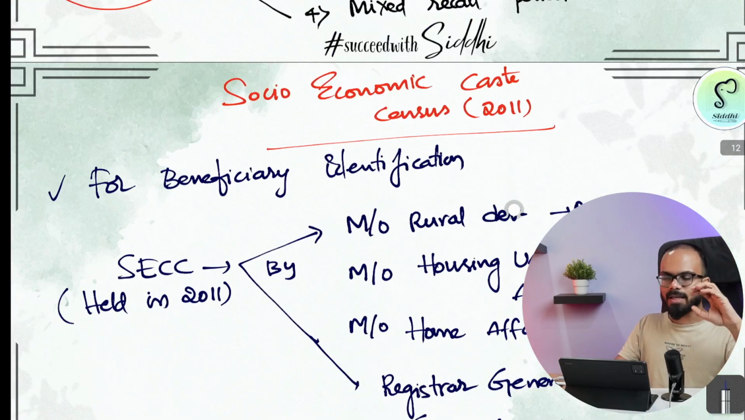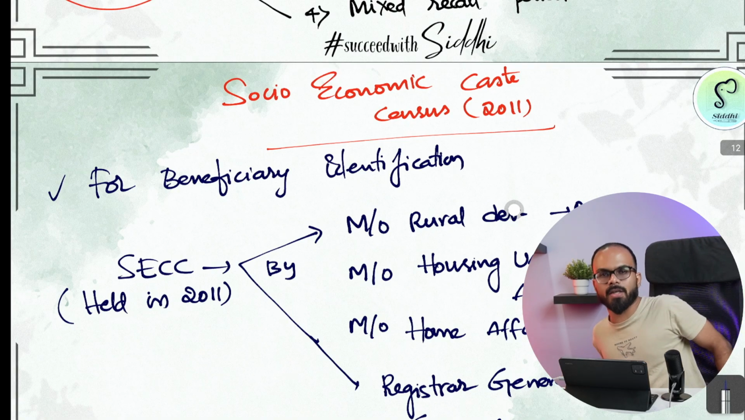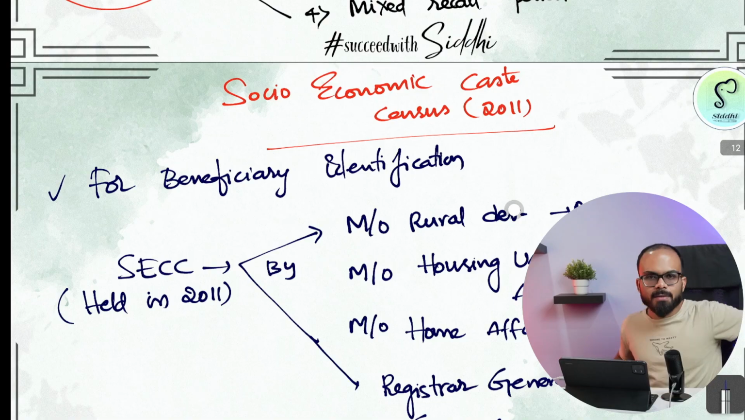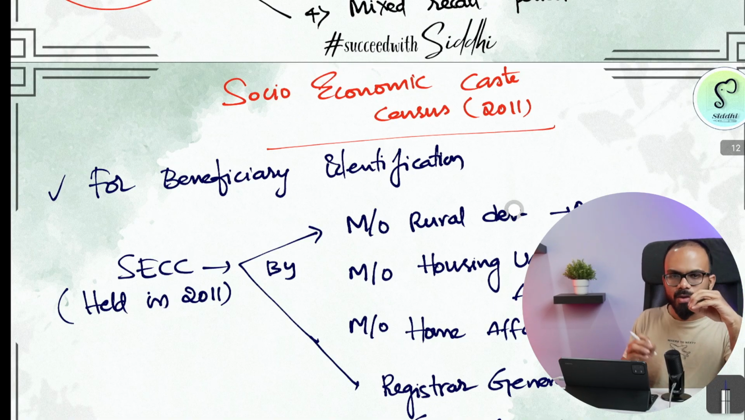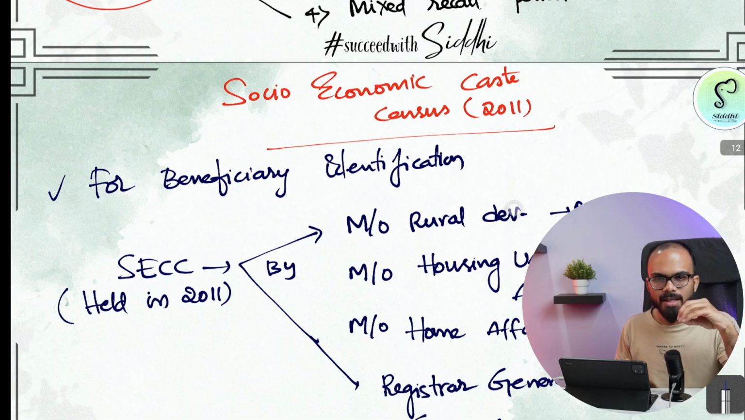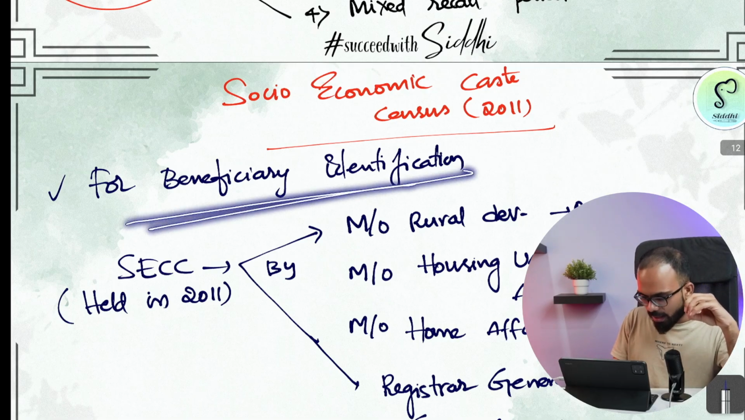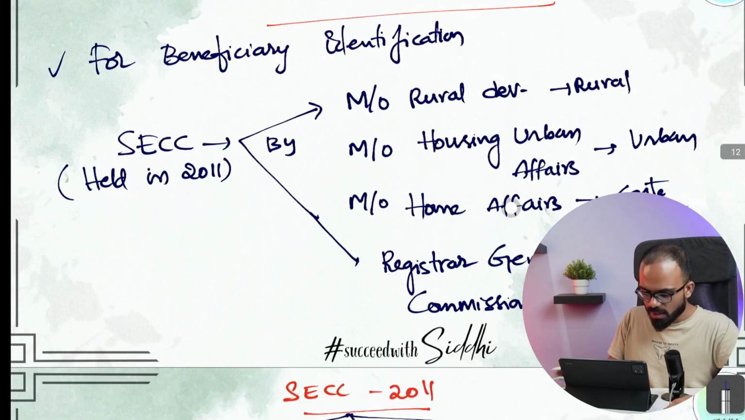Now, these are the measurements that are done to understand and to measure poverty. But to utilize this poverty data in implementing various government policies, the government utilizes a separate data which is known as the socio-economic and caste census. The last socio-economic and caste census of India was done in the year 2011. And this data is used for identification of beneficiaries.